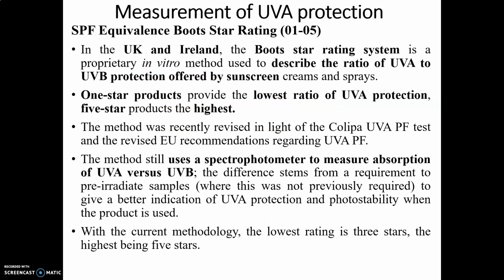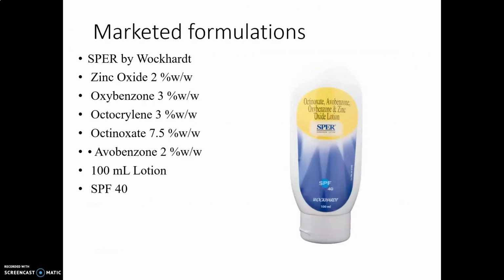Then one more method is there, called the SPF equivalence boots star rating. It is mainly preferred in the UK and Ireland. This is the boots star rating system. It mainly describes the ratio of UVA to UVB protection offered by the sunscreen. If the product is showing 1 star, then it provides the lowest ratio of UVA protection. If the product is showing 5 stars, then it is providing the highest protection. So the method still uses a spectrophotometer to measure absorption of UVA versus UVB.